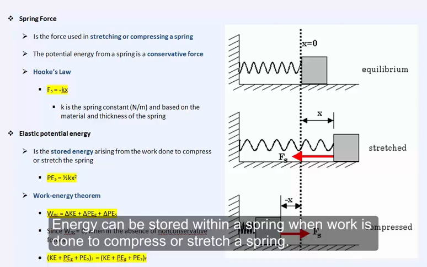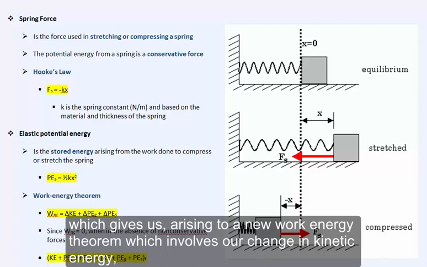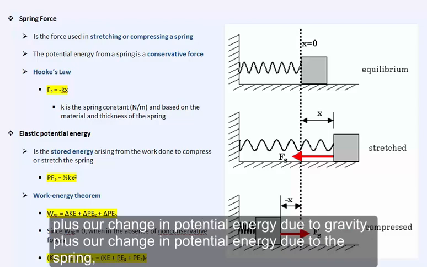Energy can be stored within a spring when work is done to compress or stretch a spring. The stored energy, or potential energy, can be calculated by taking 1/2 the spring constant times our displacement squared, which gives rise to a new work energy theorem, which involves our change in kinetic energy plus our change in potential energy due to gravity plus our change in potential energy due to the spring.